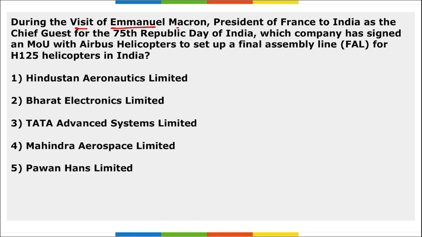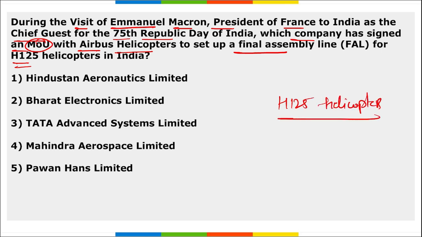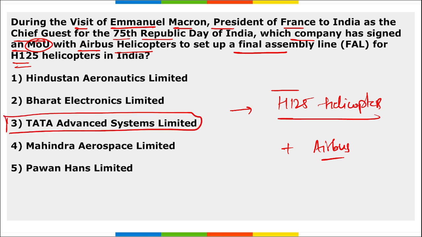During the visit of Emmanuel Macron, President of France, to India as the chief guest for the 75th Republic Day of India, which company has recently signed an MOU with Airbus Helicopters to set up a final assembly line for H125 helicopters in India? Right? For these H125 helicopters, a manufacturing facility was set up. The question asked here is which organization has tied up with Airbus Helicopters to set up a final assembly line for H125 helicopters? It is Tata Advanced Systems Limited.